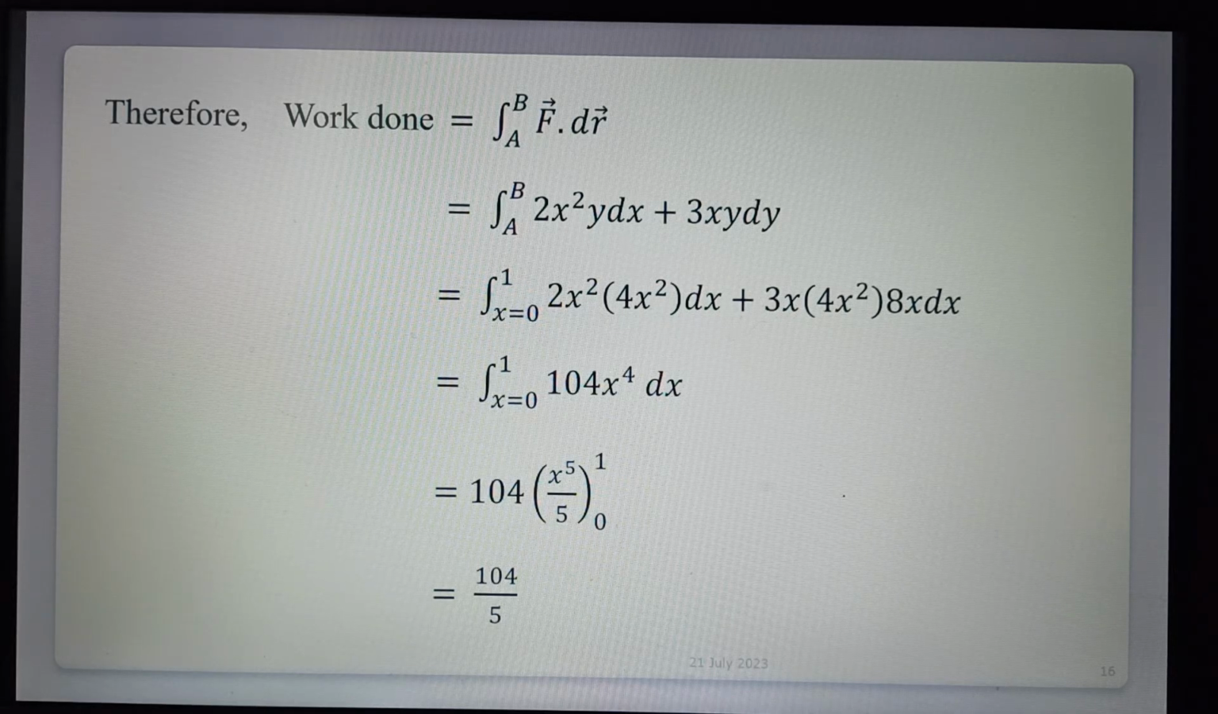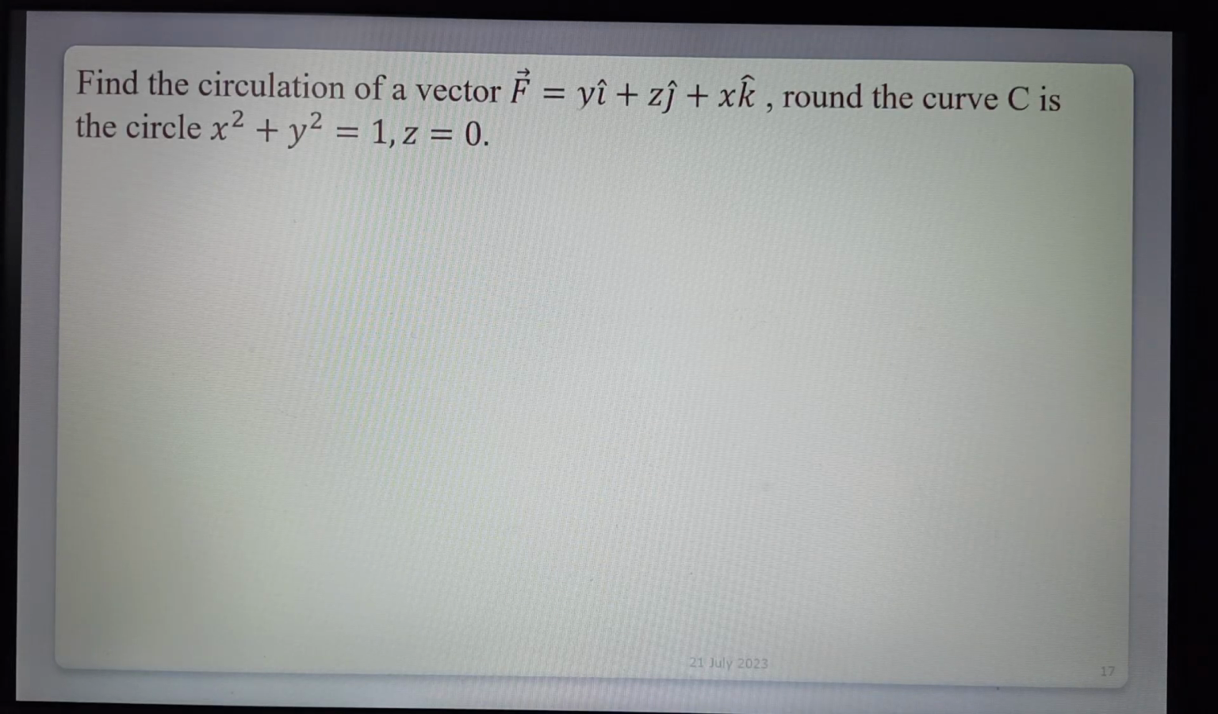See the next one. Find the circulation of the vector F bar is equal to yi plus zj plus xk around the curve C, the circle x square plus y square is equal to 1, z is equal to 0. So find the circulation. Circulation means the line integral, but the given curve is a closed curve, here the given circle. That is called the circulation.